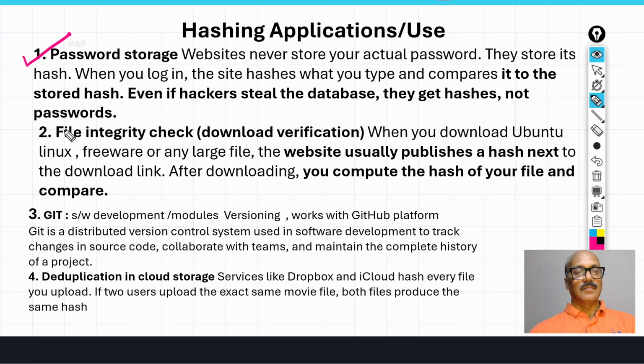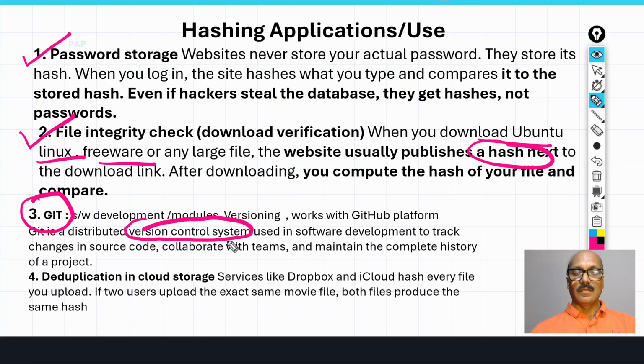Okay, so now we have dealt with password storage and file integrity, that is, downloading freeware or Linux, any software, by verifying it. Third is Git. Git is a version control system. Many of you already know, but for the sake of those who are hearing about what Git is, I will just briefly explain. It is for tracking changes in the source code, collaborating with teams, and maintaining the complete history of a project.